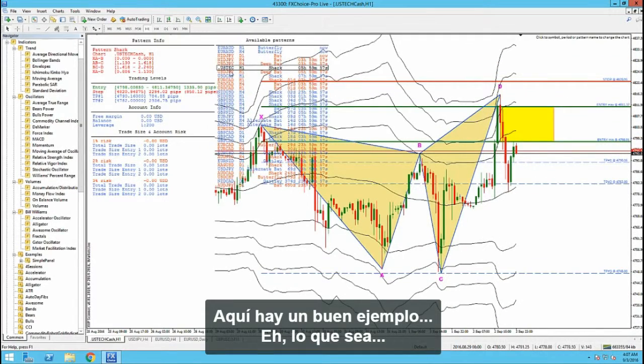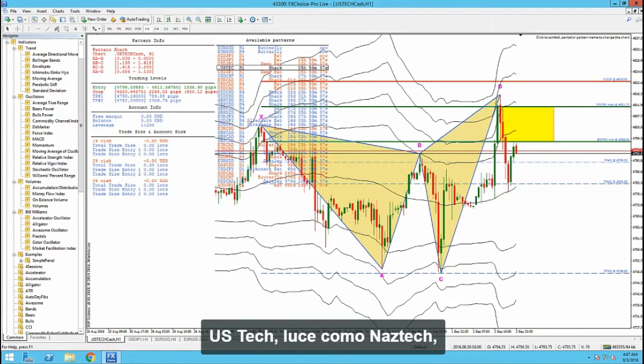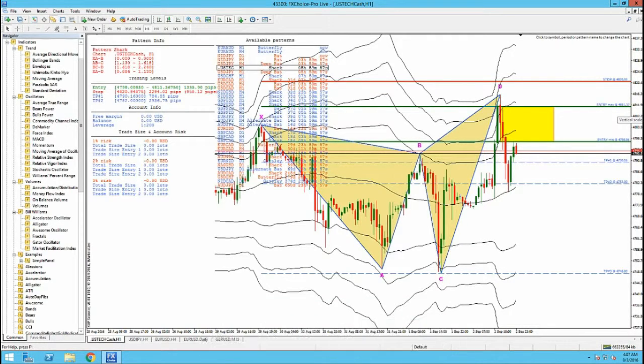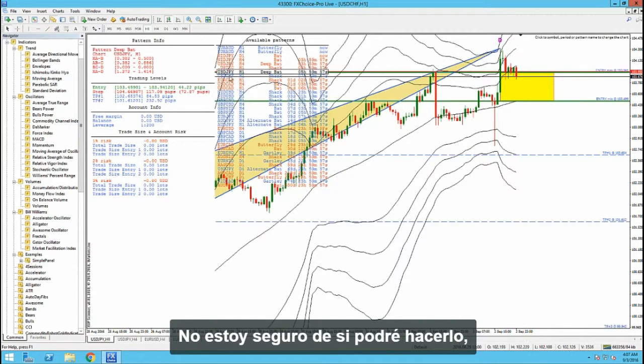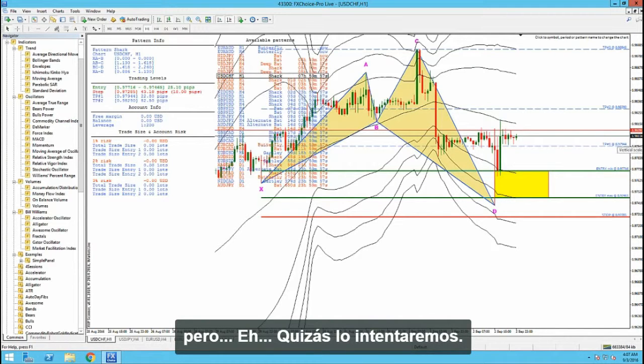Here's a good example. Whatever this is, US Tech. It looks like NASDAQ. Nope, that's not a good example. Let's see if we can find anything else. I'm not sure if we'll be able to, but maybe we'll try.